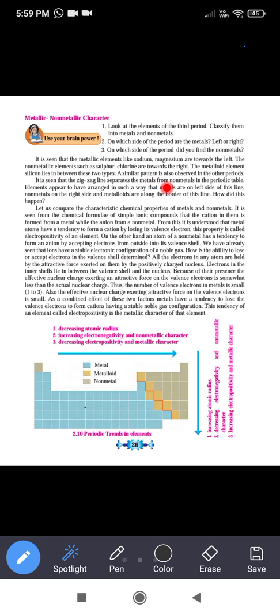A similar pattern is also observed in other periods. It is seen that zigzag lines separate the metals from the non-metals in the periodic table. Okay, now see the zigzag lines. So these zigzag lines separate the metals from the non-metals. Now see the non-metals. Non-metals are shown by this color, and metals are shown by the blue color and this orange one. This shows the metalloids. यहाँ पे जो दिख रहा है आपको ऑरेंज कलर, वो क्या है? मेटेलॉइड्स है.